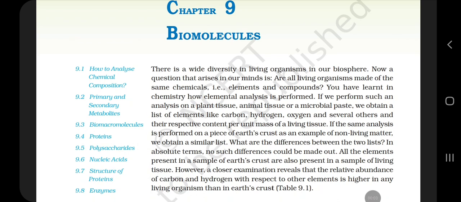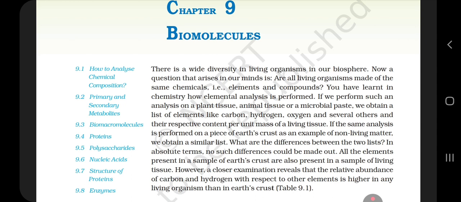Chapter 9: Biomolecules. There is a wide diversity in the living organisms in our biosphere. Now, a question that arises in our minds is: are all living organisms made up of the same chemicals, that is, elements and compounds? You have learned in chemistry how elemental analysis is performed.